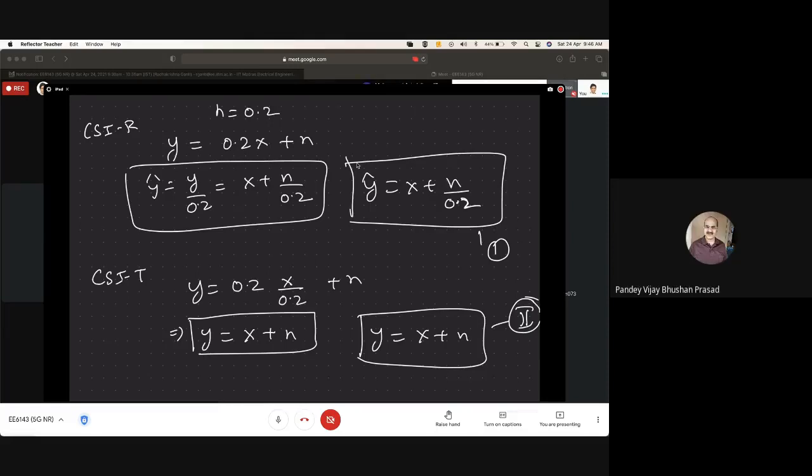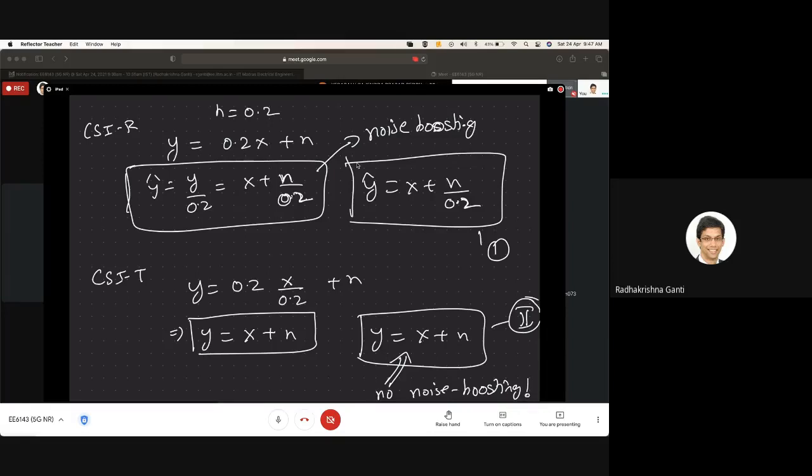So what might happen in this particular case is if the channel is bad, your noise will get boosted. When you have CSIR, when you invert the channel at the receiver, noise boosting happens. Here you don't see noise boosting. Of course, this is a very, very well-crafted example.